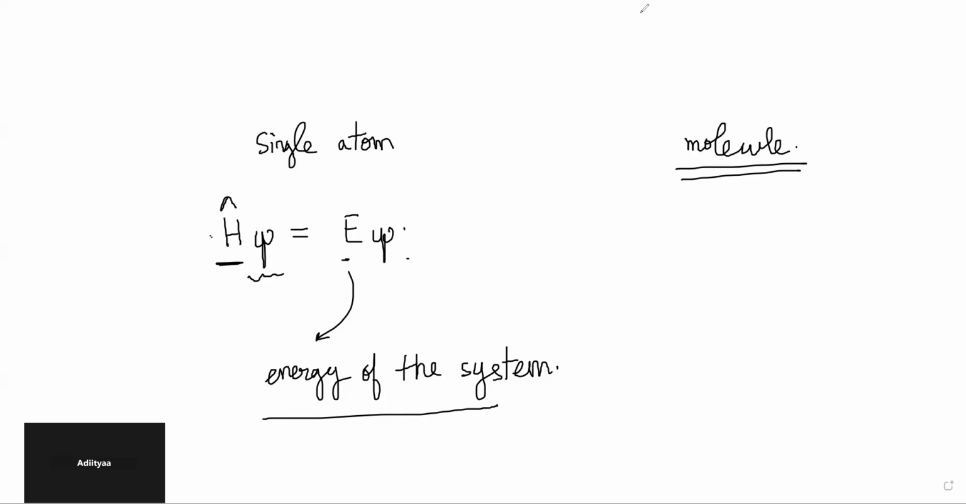The problem is that H is not a symbol. It's not a number in H psi is equal to E psi. H is an operator, so it's not independently available here. The H operator is applied on psi. For example, you might have seen differential equations like this.